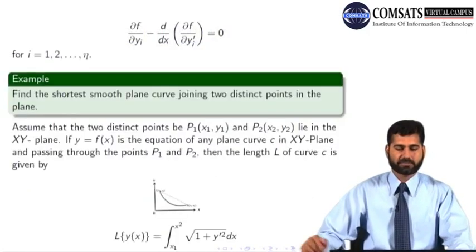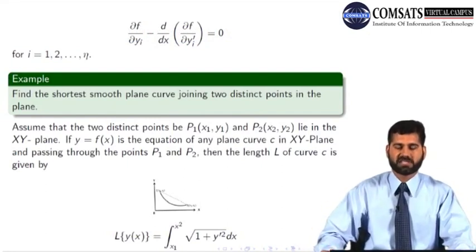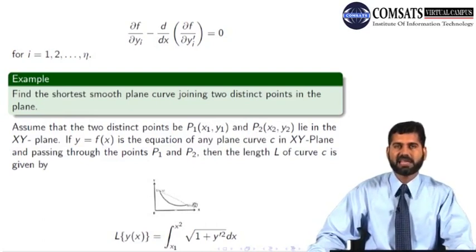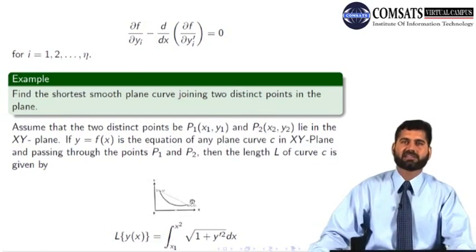Alright, let's see an example of how to solve a variational problem. Find the shortest smooth plane curve joining two distinct points in the plane. So there are two distinct points, x1, y1 and x2, y2. We need to find y equal to f of x, which gives a curve C in the xy plane passing through the given points P1 and P2. It can be any curve.